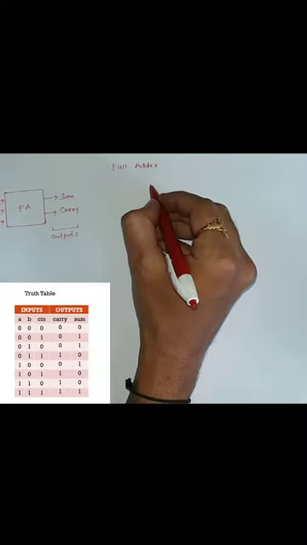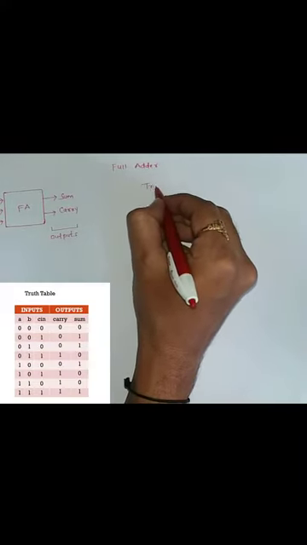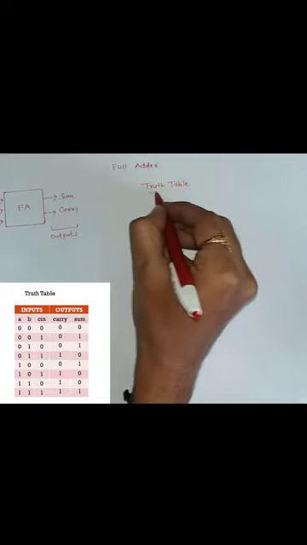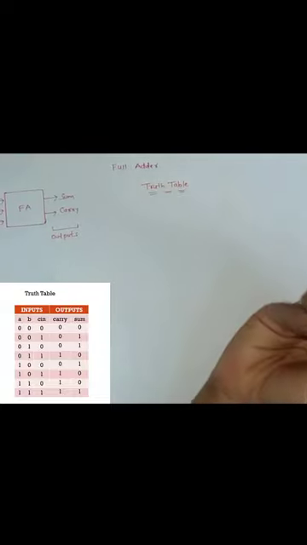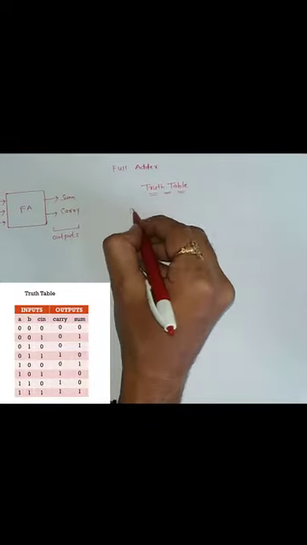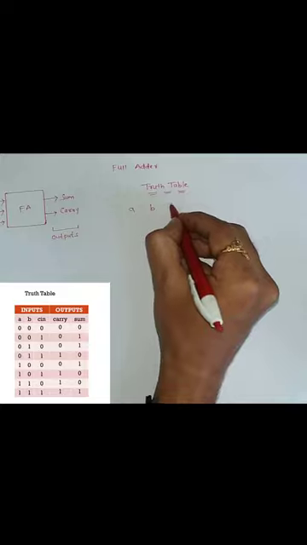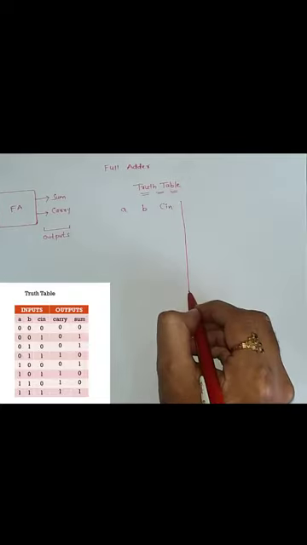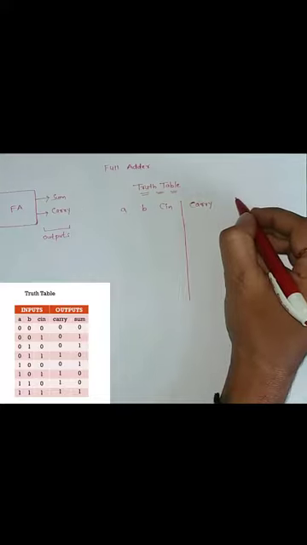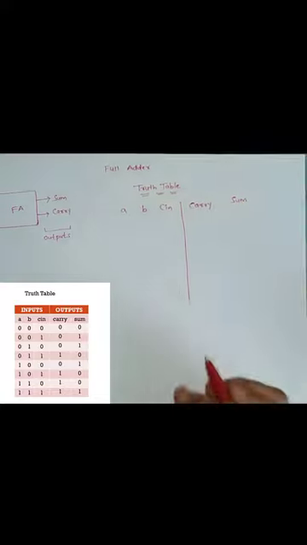Once after drawing the block diagram, we have to write the truth table. This truth table will give the relationship between inputs and outputs. If you observe here, there are 3 inputs and 2 outputs. So here I'll write the inputs, which are A, B, C in, and it contains 2 outputs. One is carry, the next one is called sum.